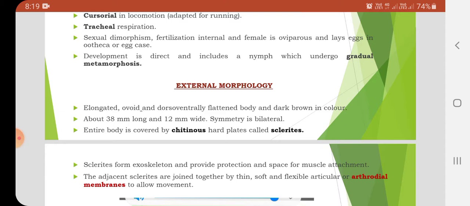The entire body is covered by chitinous hard plates called sclerites. It is externally covered by a waxy layer secreted by the underlying hypodermis. The adjacent sclerites are joined together by thin flexible articulations called arthrodial membranes. It allows movement. Then what is the significance of the exoskeleton?